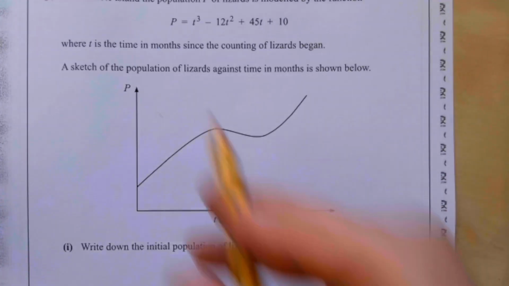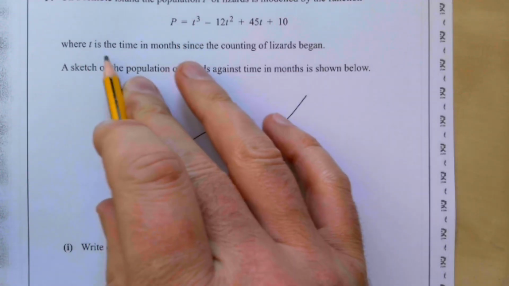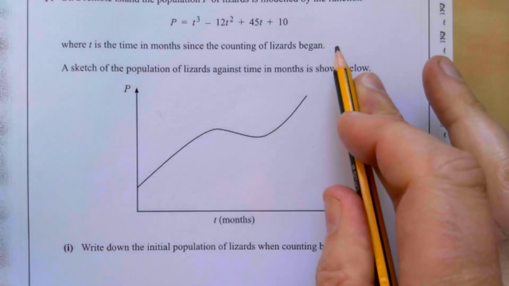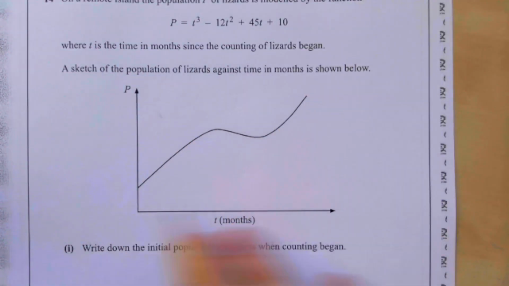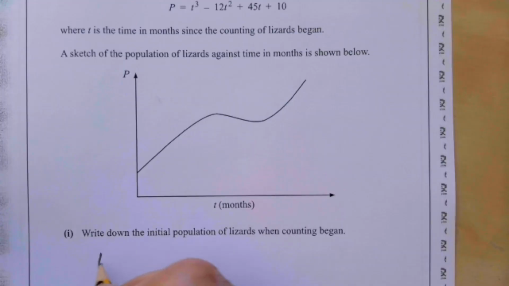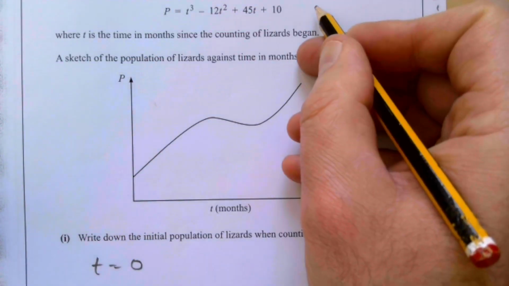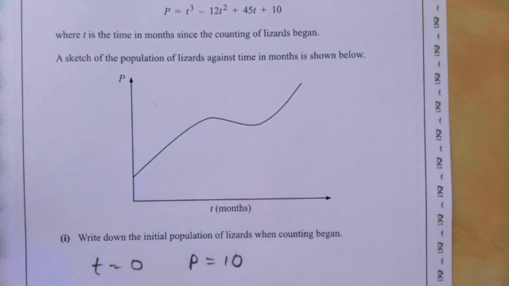On a remote island, the population P of lizards is modelled by the function, where t is the time in months since counting the lizards began. A sketch of the population of lizards against time in months is shown below. We have that. Write down the initial population. Well, initial population means whenever t is 0, if we put t equal to 0 into this, we get P equals 10. So it's 10 lizards.